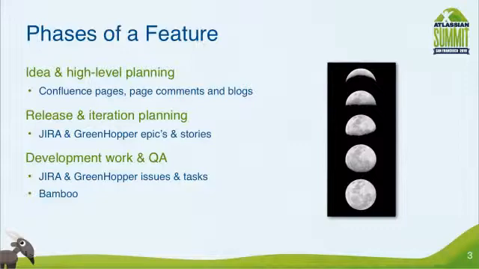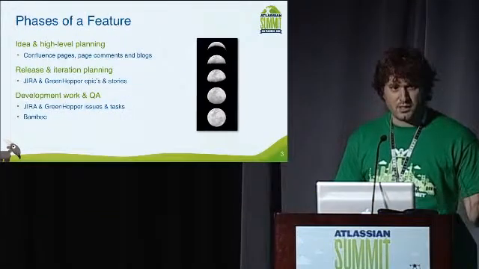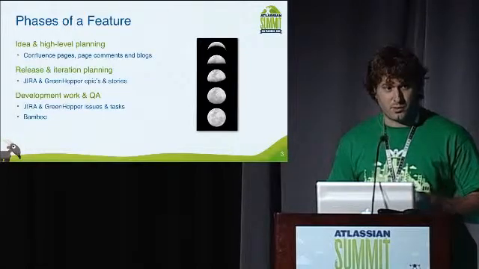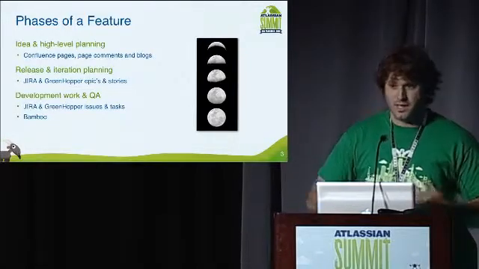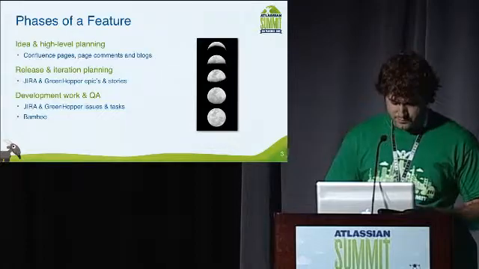And then there's obviously the development work, getting the thing actually done, which again is utilizing JIRA and Green Hopper, and then heavily relying on Bamboo to keep ourselves honest and to make sure that things don't go pear-shaped. So I'm going to talk a little bit more about each one of these phases and give some examples to try and give you an idea of how we actually do these things.